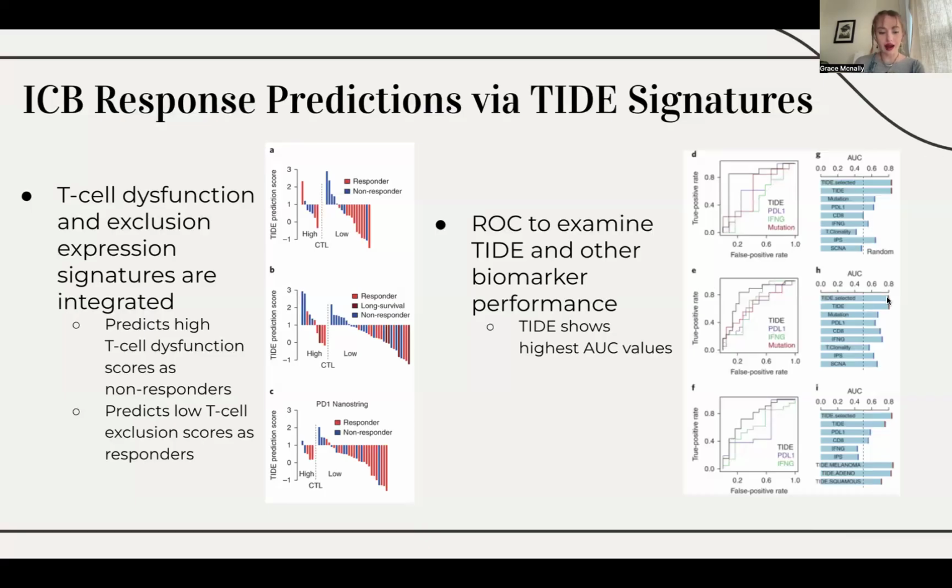Figures G through I show the area under the ROC curve, which is used to evaluate performance. As you can see, TIDE prediction model ranks significantly higher than all other biomarkers, with the majority of the values at or above 0.8, the clinical standard. This shows that TIDE is a better predictor of patient ICB response compared to any other currently used signatures.